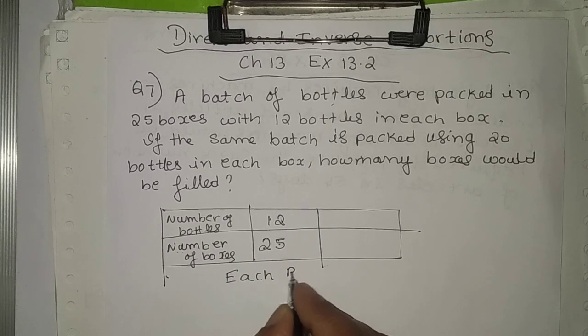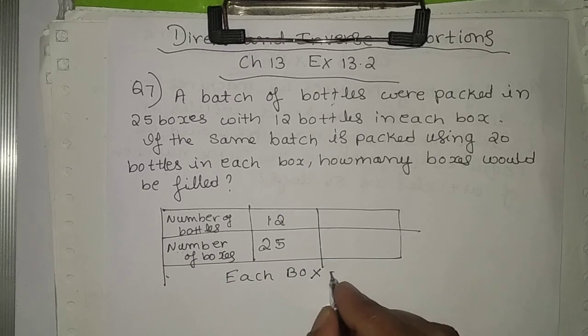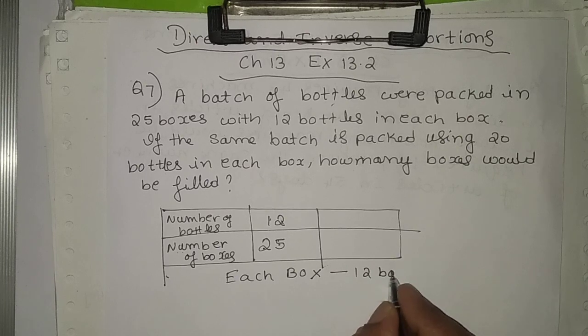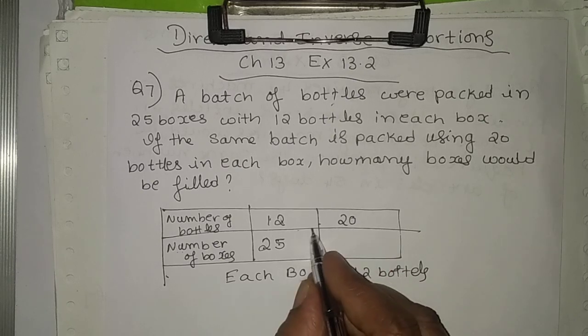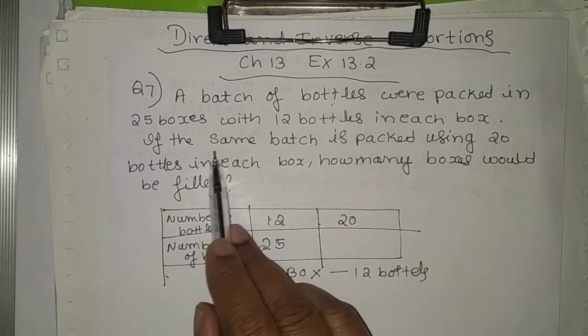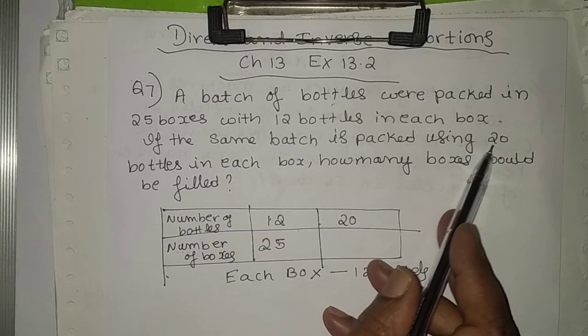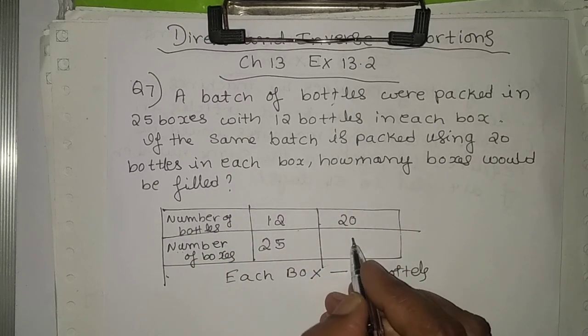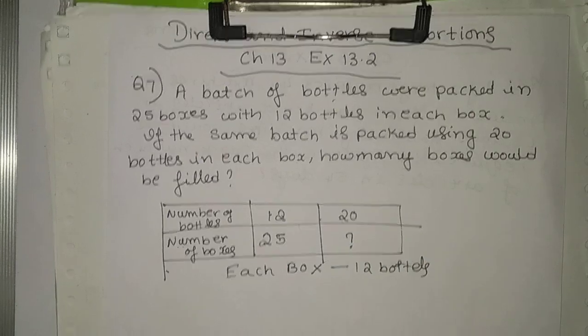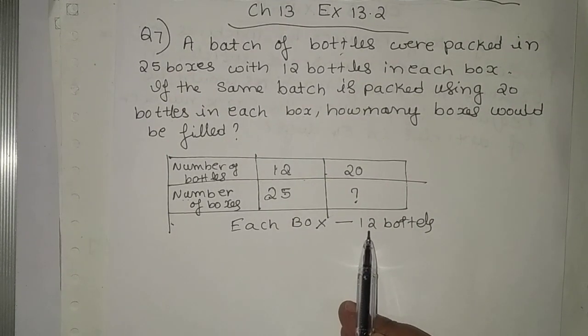Each box contains 12 bottles. So next, the number of bottles in each box will increase, as given in the question. If the same batch is packed using 20 bottles in each box, how many boxes would be filled? So how many boxes? In each box there were 12.